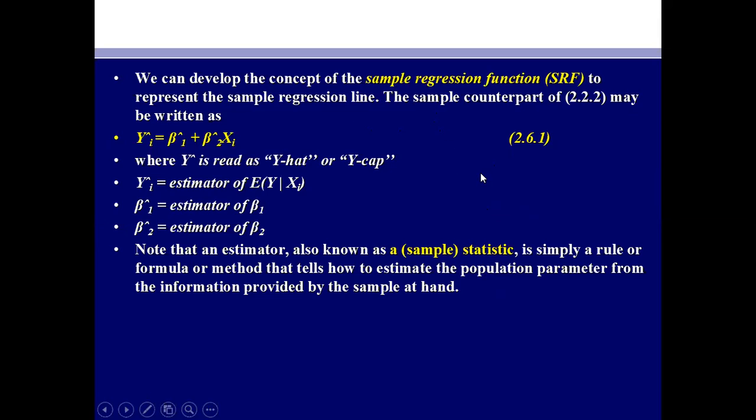Because a population can be described by more than one parameter, there can be a number of parameters to describe a population, and consequently there can be as many statistics to estimate the corresponding parameters. So keep in mind that in a regression model, beta 1 and beta 2 appear in the population regression function.